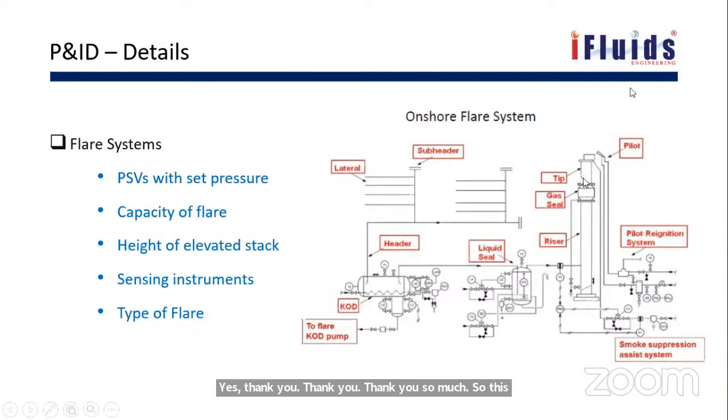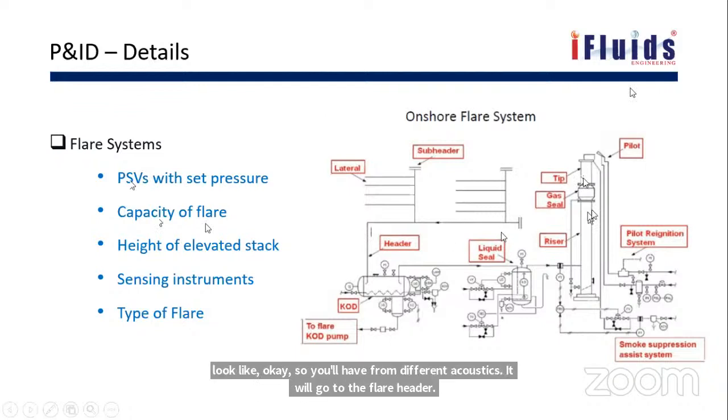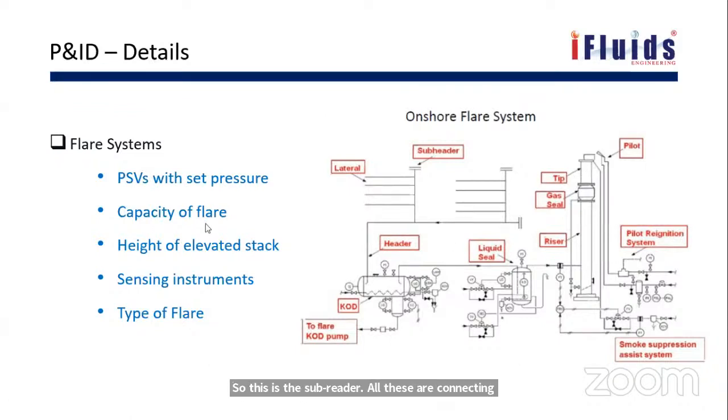So this is how a typical flare system P&ID looks like. So you'll have, from different equipments, it will go to the flare header. So this is the sub header. All these are connecting from different equipments. It goes to a KOD. From there, it goes to a stack. So this is how the flare system is represented.